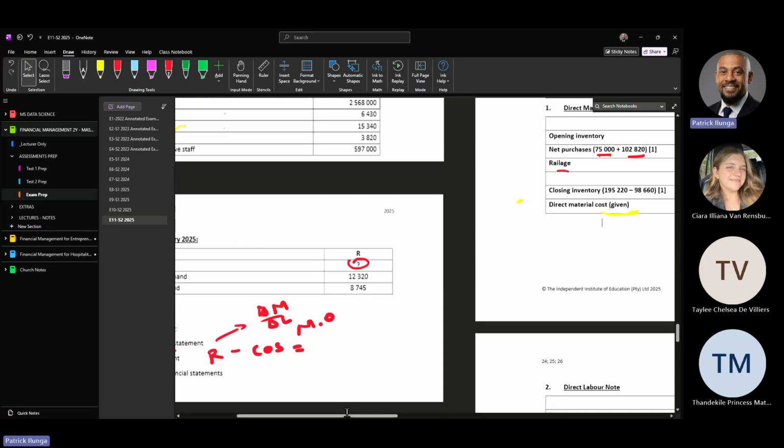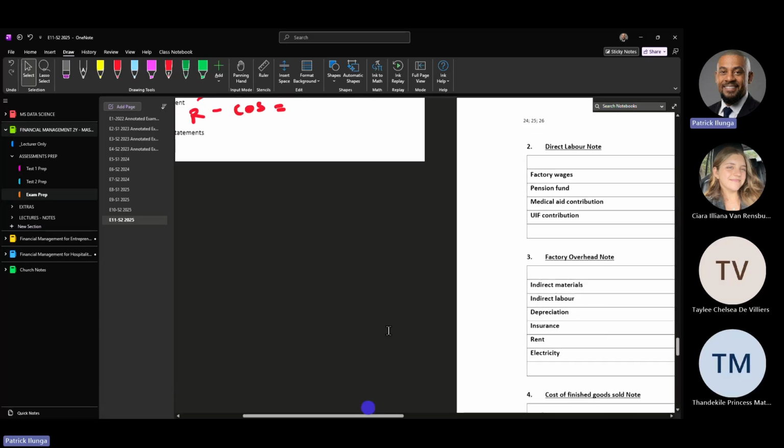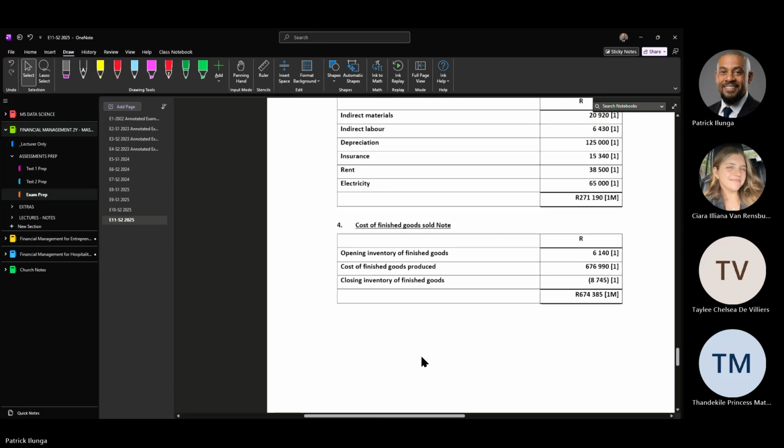You see this one? The finished goods on hand. If we have finished goods on hand, and I want to reason again with you, for some of you who might be struggling, what does that mean? In fact, that solves everything for you to understand this last note. Why do we do this last note? And why is this last note very important? If we have finished goods produced on hand, what does that mean?